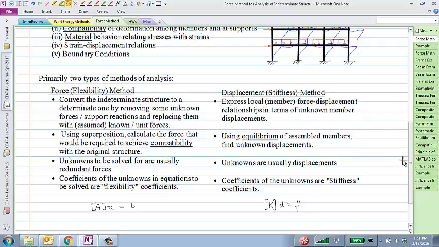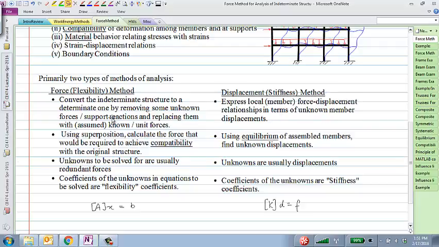So I can imagine this structure to be a superposition of a cantilever beam without the support with a real applied load here, and of a cantilever beam with a load applied in the middle. And that load in the middle would have to be such that the total displacement I get due to the actual loads and due to the redundant reactions is zero. So that's the idea behind this force method.